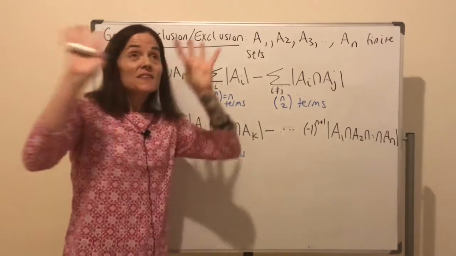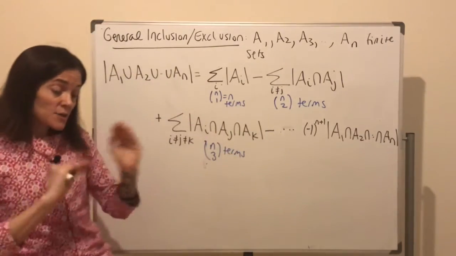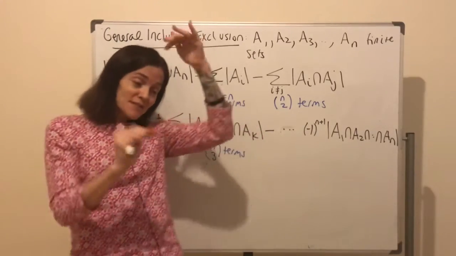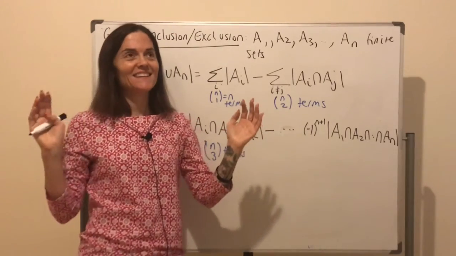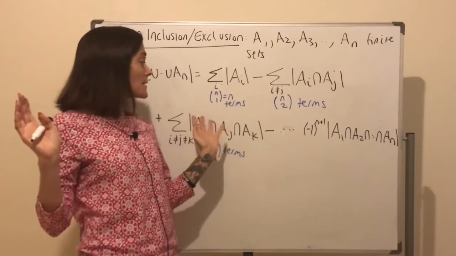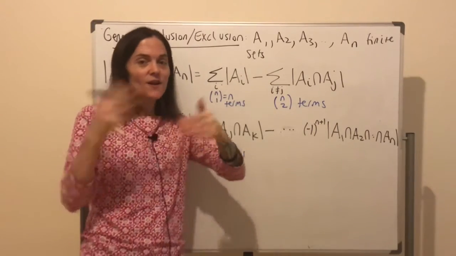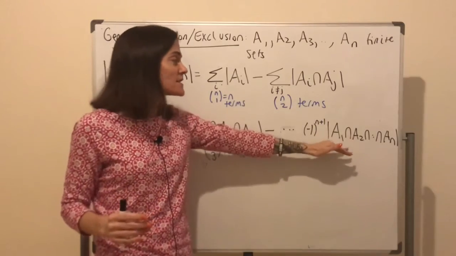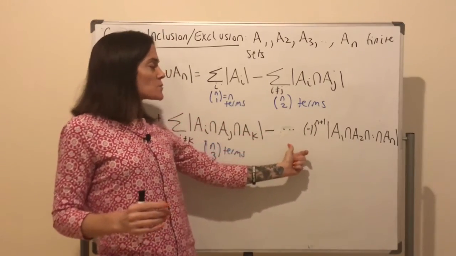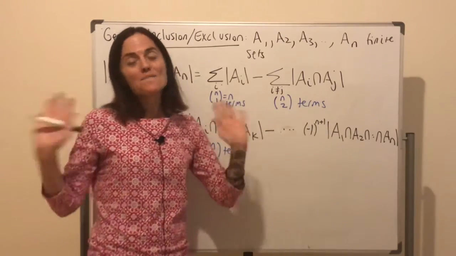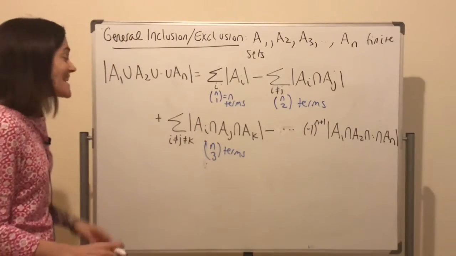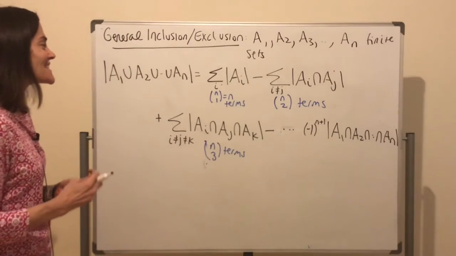So you have all the singles, subtract off all the intersections of pairs, add back the intersections of triples, subtract off the intersections of 4-tuples. Include, exclude, until you get to the very end, and it comes with a (-1)^(n+1) power. Okay, this is the general inclusion-exclusion.